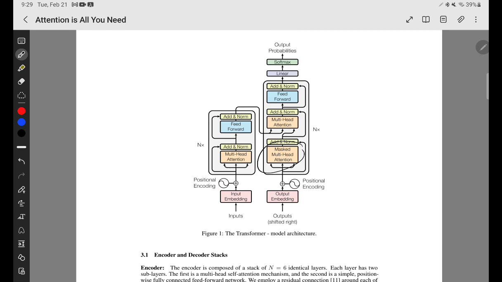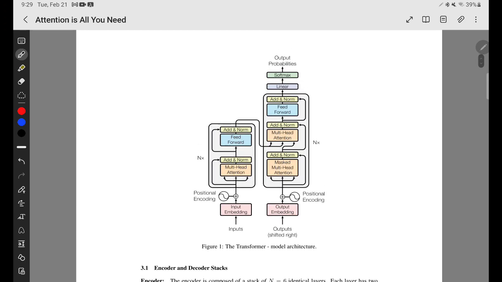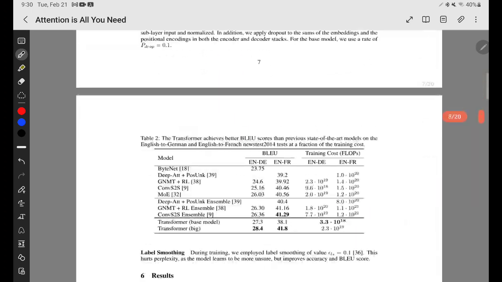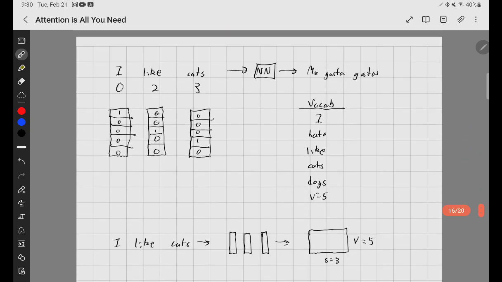As you can see, it has multiple attention parts, and attention is very important, and that's what this is based off of. The feed forward and the add-and-norm parts are kind of general. So let's get into how the attention part works.